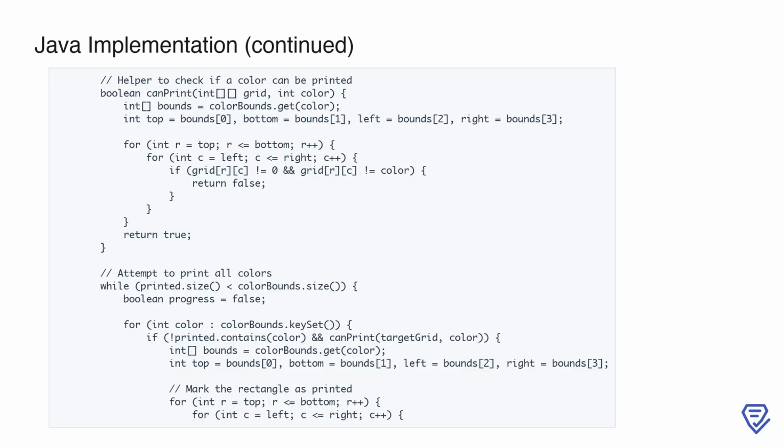Next, we attempt to print all the colors by iterating through the colorBounds keys. For each color, if it hasn't been printed and it meets the conditions in canPrint, we proceed to mark its rectangle as printed. Within the loop, we update all the cells in the rectangle to 0, effectively marking them as cleared. As each color is successfully printed, we add it to the printed set and mark progress as true.